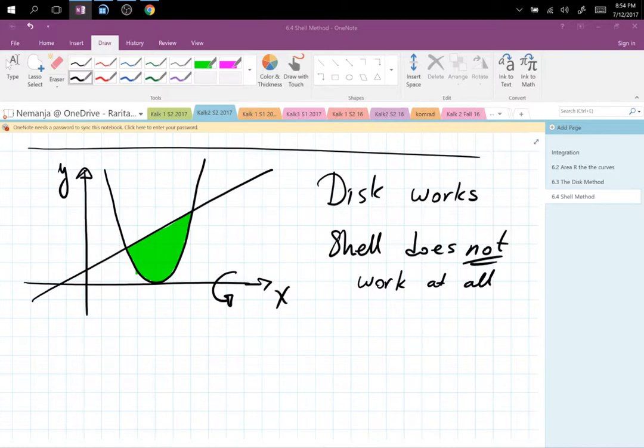So maybe you want to write in your notes underneath that if this problem had a rotation on y, disk is impossible and shell is the only one that works. So if you swap rotation on this problem, put in rotation on y, disk is impossible, shell works.